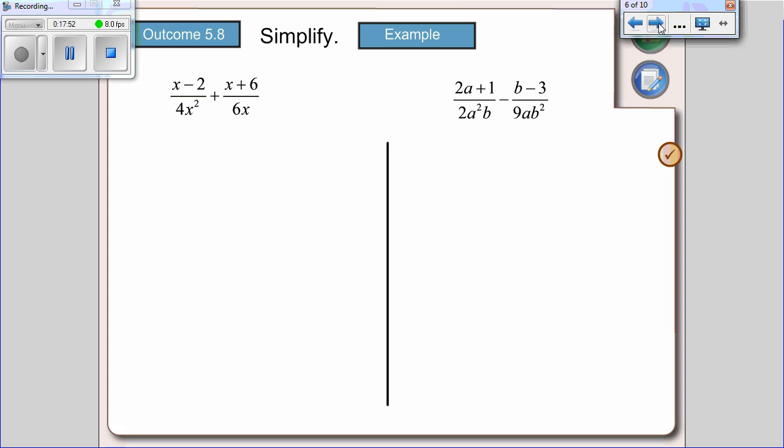This next one. The only thing that's more difficult here is if you look at the tops, they're no longer monomials. We have addition and subtractions on the top. It doesn't change things much, so it changes it a little bit.